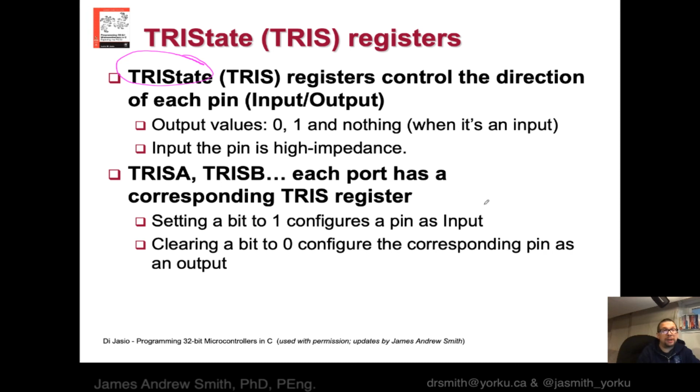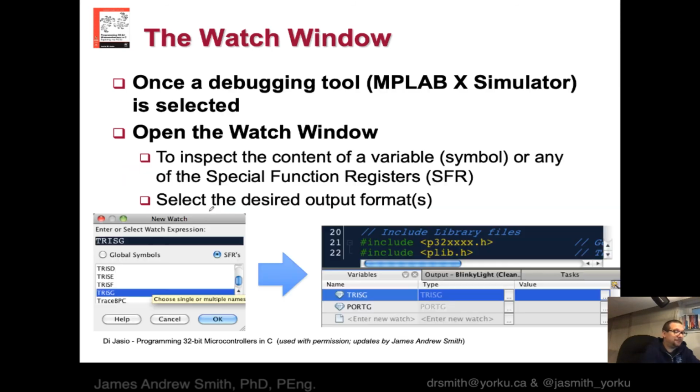So let's see. From there, setting the bit to 1 in the TRIState register sets it to an input. Setting it to a 0 makes it an output. Every architecture is going to be different. Always refer to your data sheet. Now, just as we did in the ATmega series, the watch window is a fantastic way to examine and debug your processor as it's working.